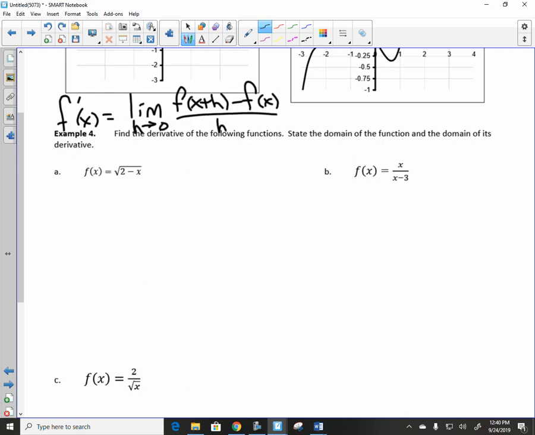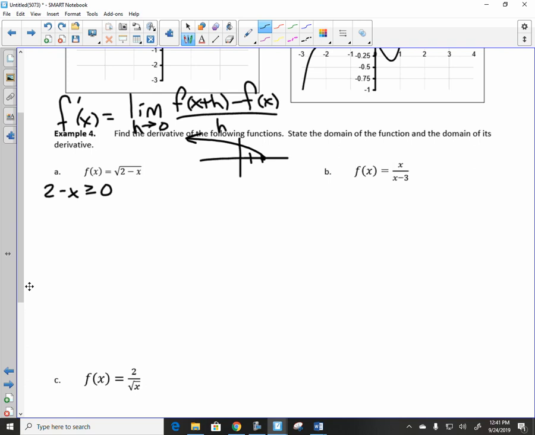Okay, so find the derivative of the following function. State the domain of the function and the domain of its derivative. We'll see if you can remember anything about that. The domain of the root of 2 minus x. Do you remember that domain? Can't take the square root of a negative. Do you remember what the graph looks like? Goes back that way because the x is negative. Do you remember saying that 2 minus x must be greater than or equal to 0?